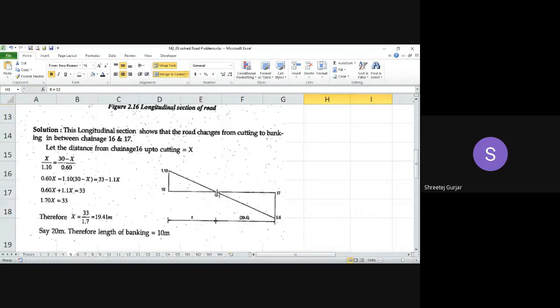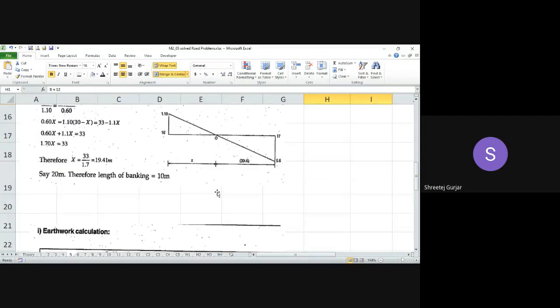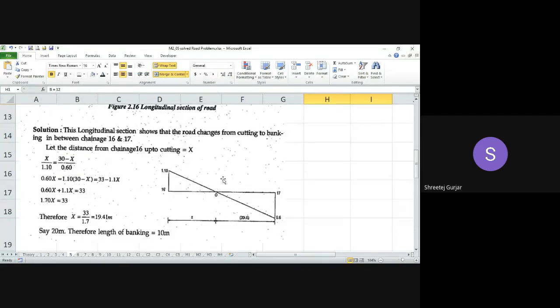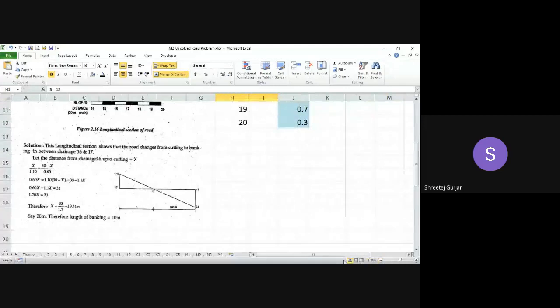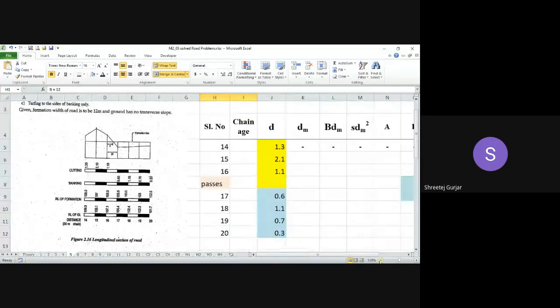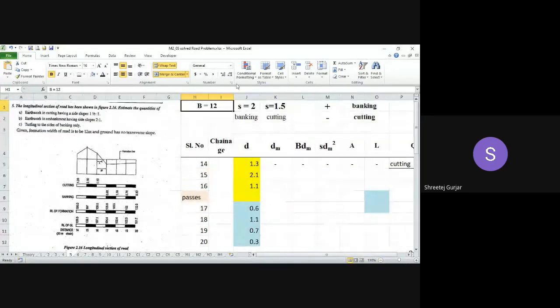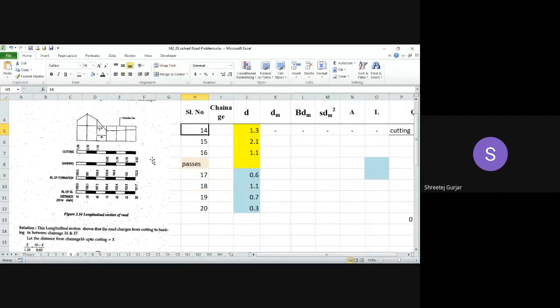Remember the location of x, the location of 0. Depth 0, we have to incorporate that in the table. After you find this out, you have to prepare your table. Remember, 0 lies between the 16th and 17th chainage, so we have to consider that. This is the table. You can observe that b, s and all these things are given. We have written our chainages starting from 14 going up to 20.